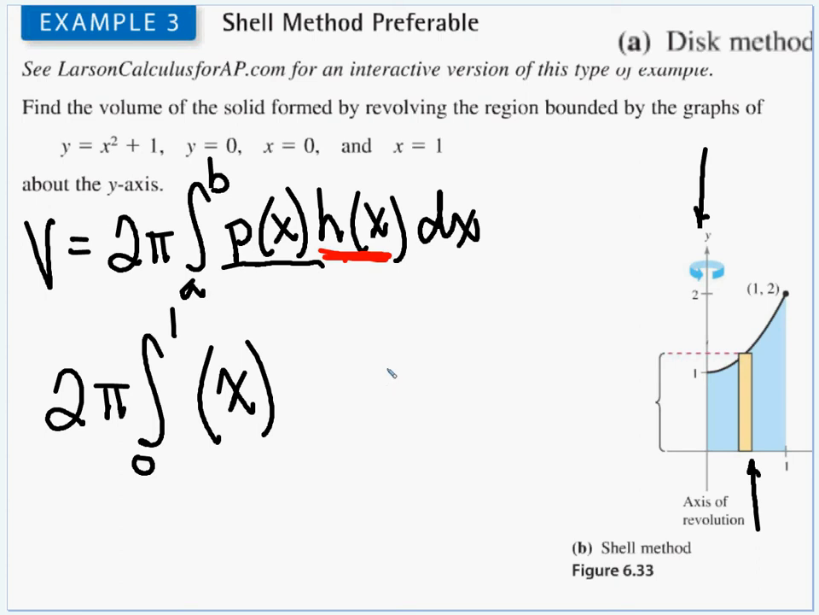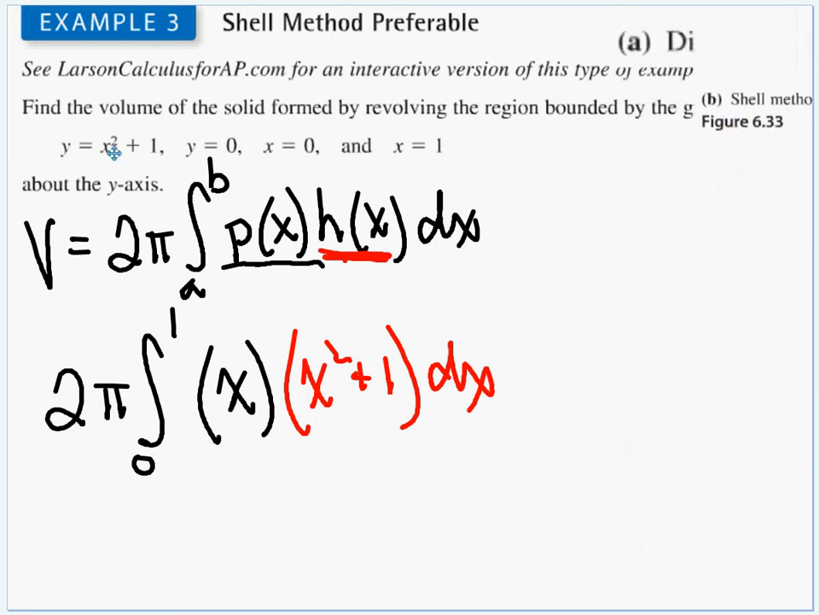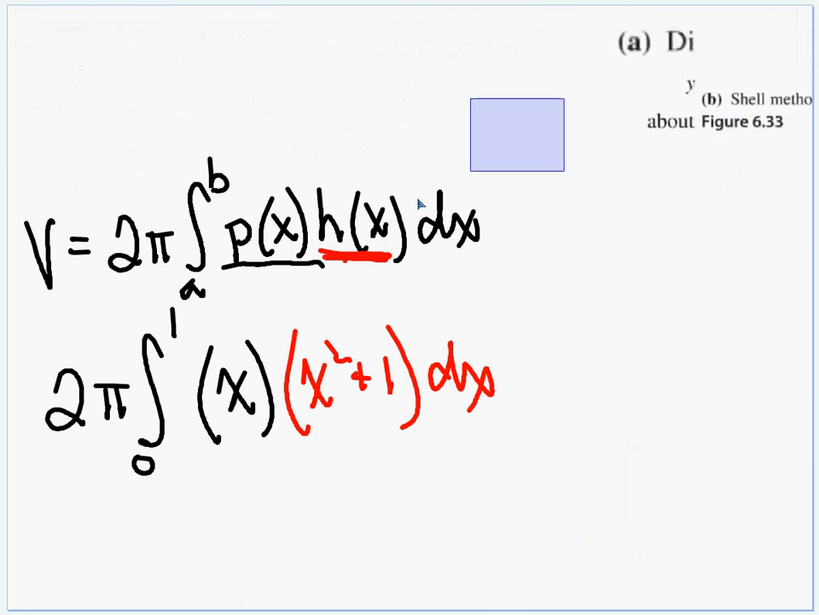H of x, remember, is the height of our representative element. Well, here in the picture, the top of that rectangle is touching the equation x squared plus 1. The bottom is touching 0. So that would just be x squared plus 1. And we'll close off those parentheses and give it a dx. So there we go. There's our setup, a single integral setup for this same volume that we needed 2 before in the last section.